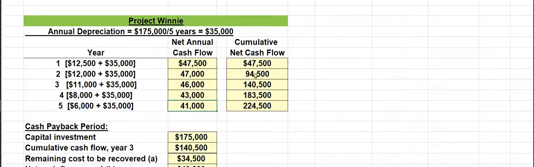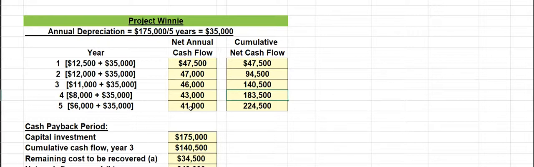Cumulatively, we will then determine what the amount would be. So we take the first year, add it to the previous year, which is 0, and the cumulative would be 47,500. Then we add 47,500 to 47,000, we get 94,500. We add 94,500 to 46,000, we get 140,500. And we add that to 43,000, we get 183,500.